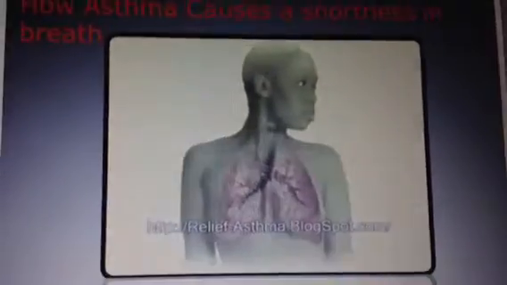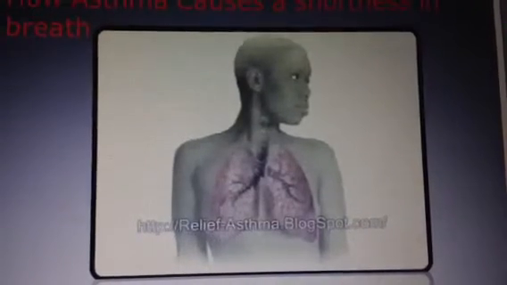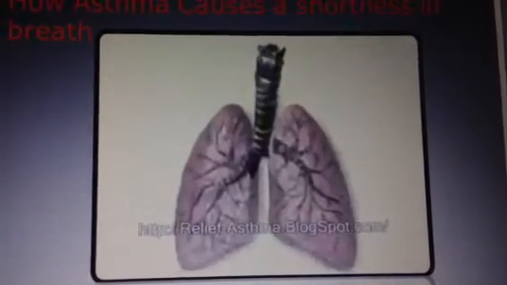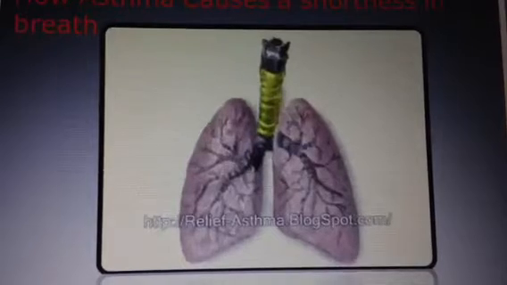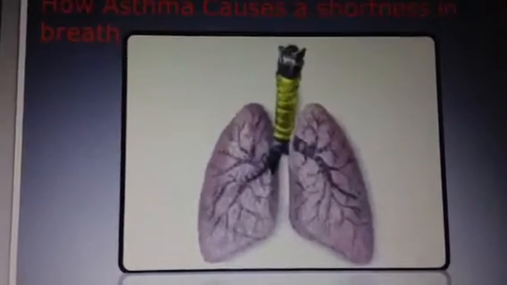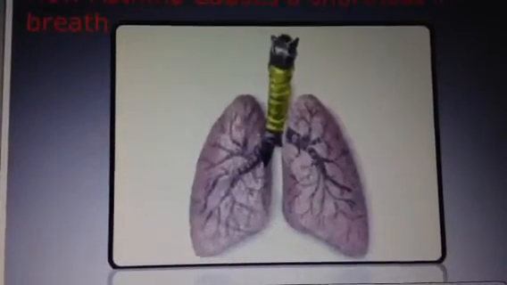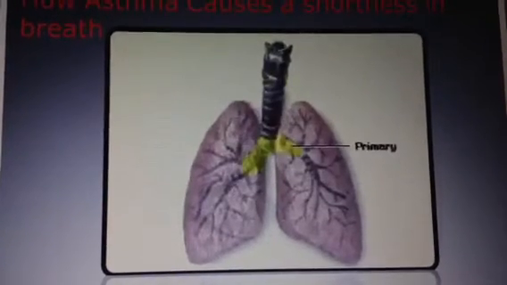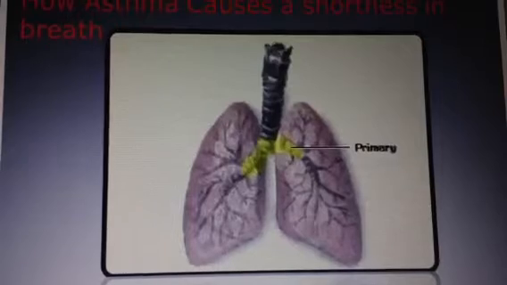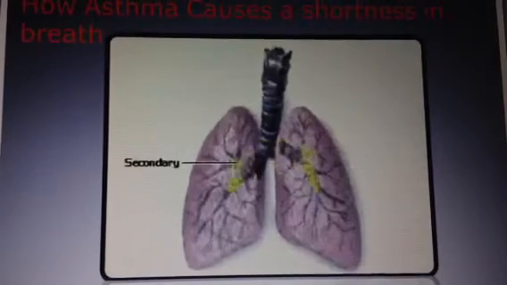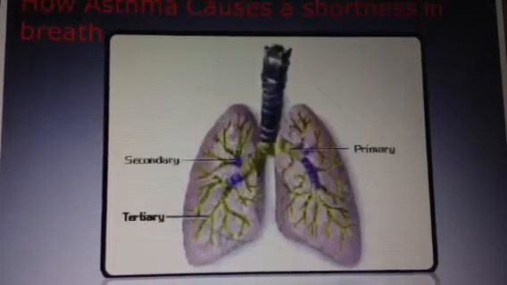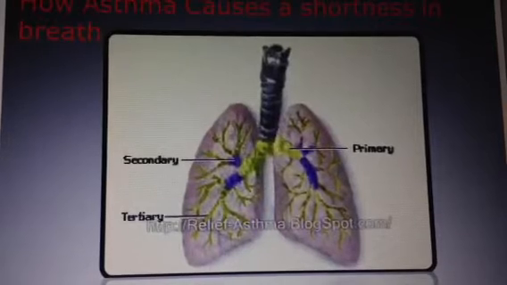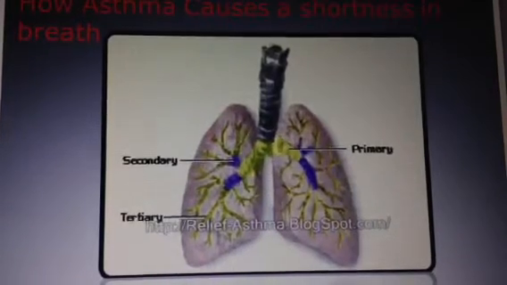To understand how asthma causes shortness of breath, one must look at the normal respiratory system. Air enters the lungs through a large tube known as the trachea, which is supported by concentric rings of cartilage connected to each other by annular ligaments. The trachea splits into a right and left primary bronchus, and from there, each primary bronchus subdivides into secondary and tertiary bronchi. Tertiary bronchi continue to branch into smaller tubes called bronchioles.